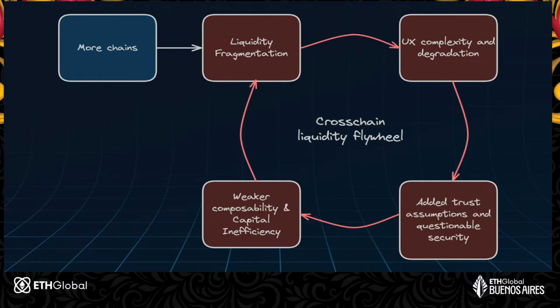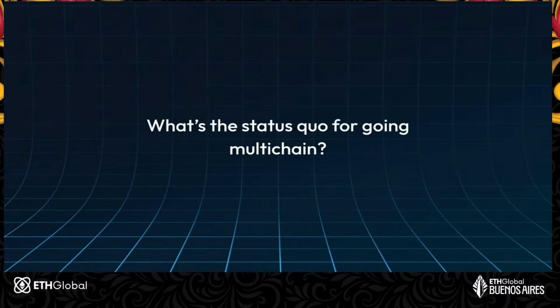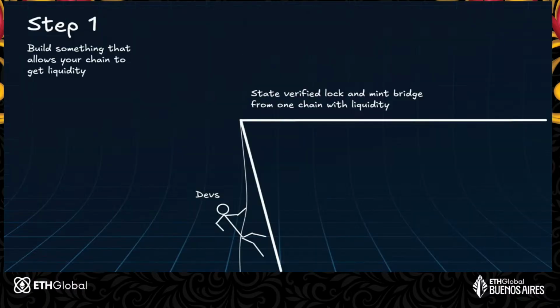If you look at the cross-chain liquidity flywheel, which is very important for any chain that is being launched, you see there are more chains, there's a liquidity fragmentation, the UX doesn't work, you have to go to some trustless bridge, and then there's a weaker composability, there's no liquidity on the chain. That's why we have built something for multi-chain. It's called Avail Nexus.